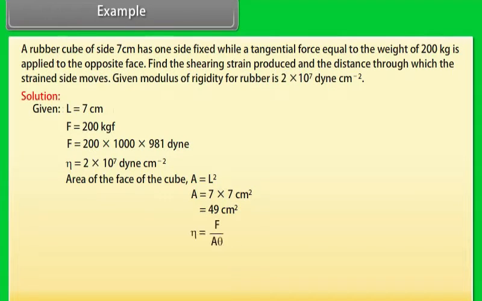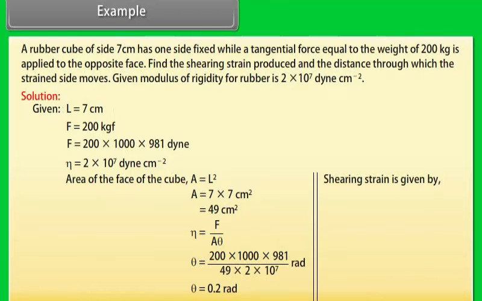We know that eta is equal to F upon A theta. By putting respective values, we can calculate the value of theta, which is equal to 0.2 radian. Shearing strain is given by delta L upon L. Delta L is equal to 7 into 0.2 centimeter. After calculation, we get the value of delta L is equal to 1.4 centimeter.